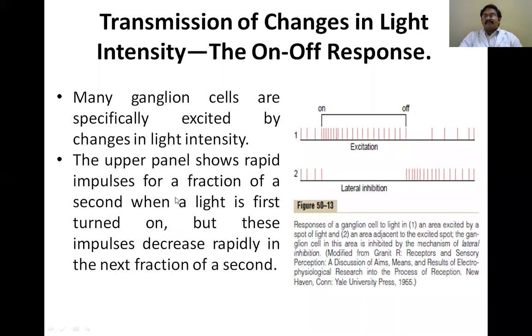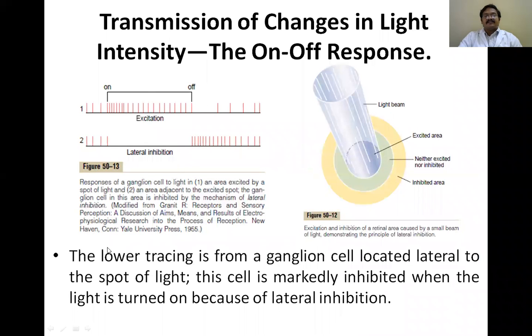Then what is the on-off response? Many ganglion cells are specifically excited by a change in the stimulus. In the upper panel, there are rapid impulses for a fraction of a second when the light is first turned on, but the impulses decrease rapidly in the next fraction of a second. This is the on response. There are also rapid impulses when the light is turned off. In the lower tracing, the ganglion cell is located lateral to the spot of light. The cell is markedly inhibited when the light is turned on because of the lateral inhibition.